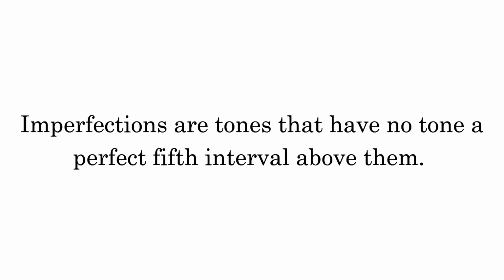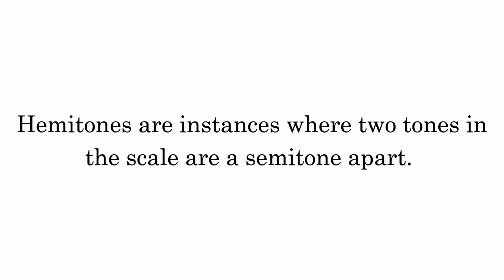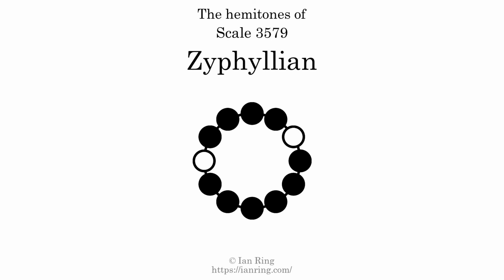Imperfections are tones that have no tone or perfect fifth interval above them. This scale has one imperfection. Here, hemitones are instances where two tones in the scale are a semitone apart. This scale has 8 hemitones. They are at positions here, here, here, here, here, here, here, and here.